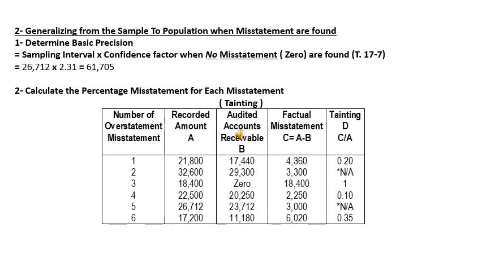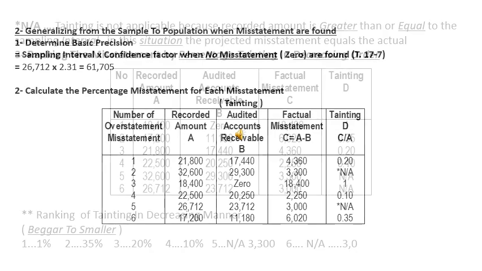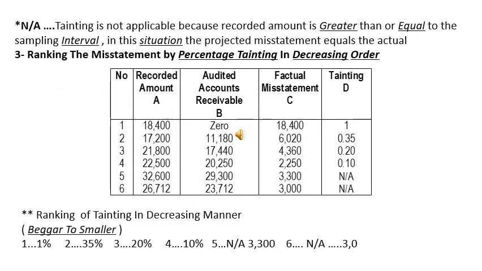Number 2, calculate the percent of each misstatement. The factual misstatement is the difference between the recorded amount and the audit amount, converted to a percentage. It's not applicable when the recorded amount is equal to or more than the sampling interval. NA for misstatements number 2 and 5, because they are more than or equal to the sampling interval, and then you must rank them in decreasing order, from bigger to smaller.